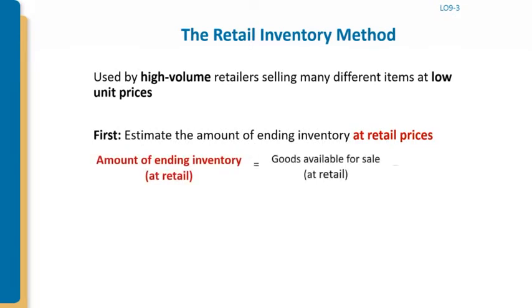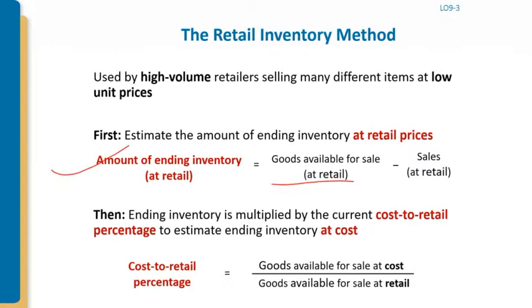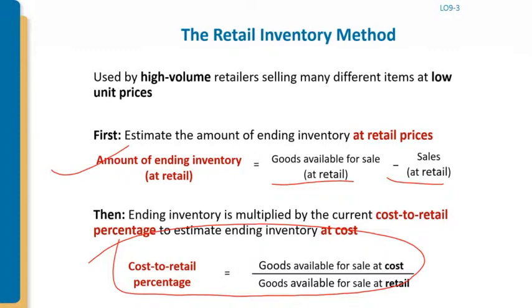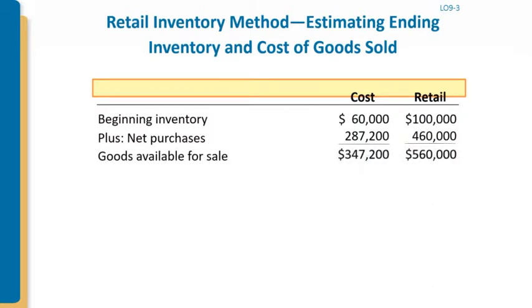And here is the retail method. So what we do, the amount of ending inventory is equal to goods available for sale minus sales. The cost to retail percentage is equal to goods available for sale at cost divided by goods available for sale at retail. Okay, let's see one example. So beginning inventory, see the cost and retail, goods available for sale under cost and under retail. So the cost to retail percentage would be this one divided by this one, and let's see.